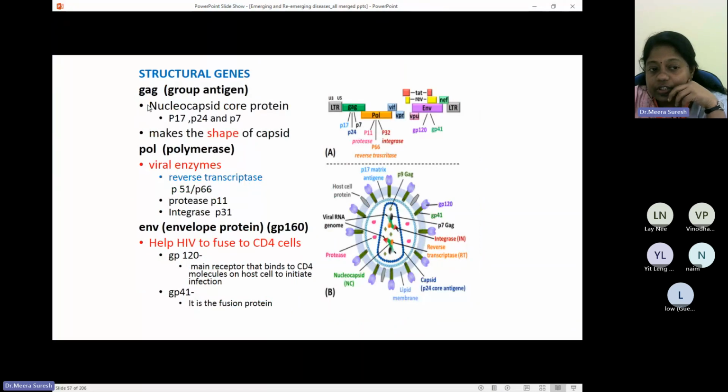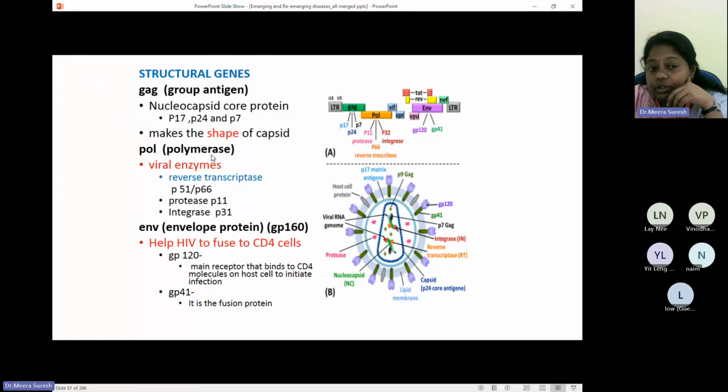In the case of the structural genes, the first one is GAG, or the group antigen. You don't have to remember the nucleocapsid protein. Just remember that GAG, the group antigen, gives the shape for the capsid, the icosahedral shape. It is given by the GAG gene. It can be asked as an MCQ: the gene responsible for giving shape to the nucleocapsid of the HIV virus.